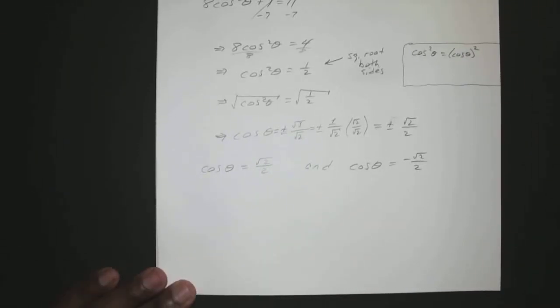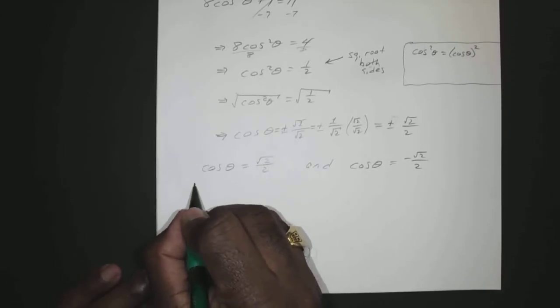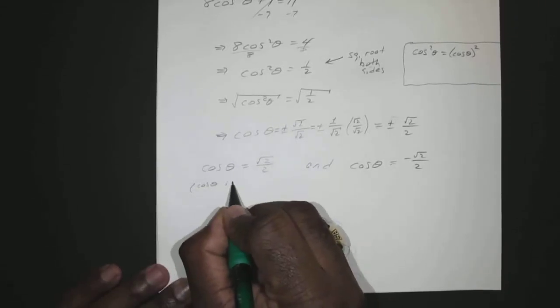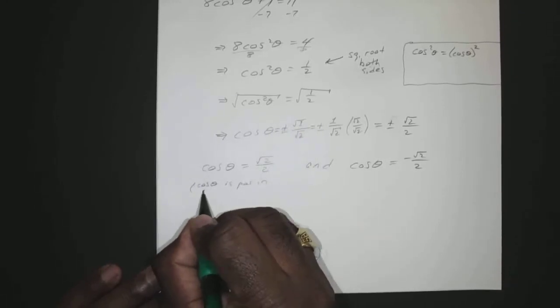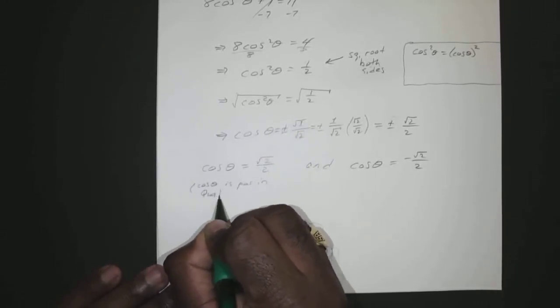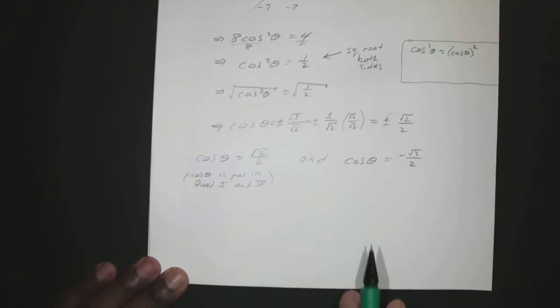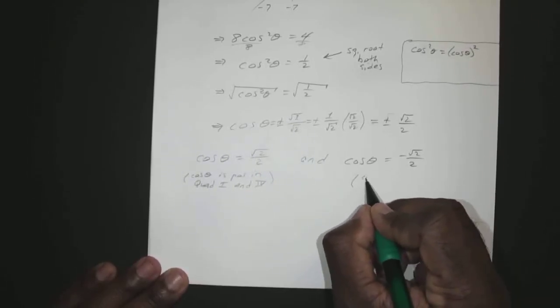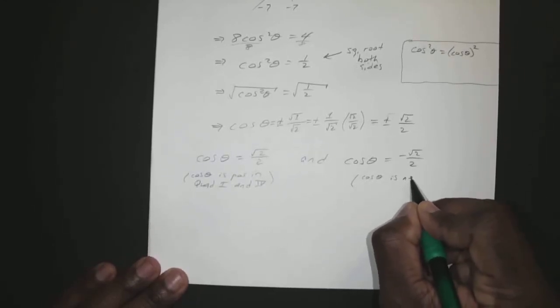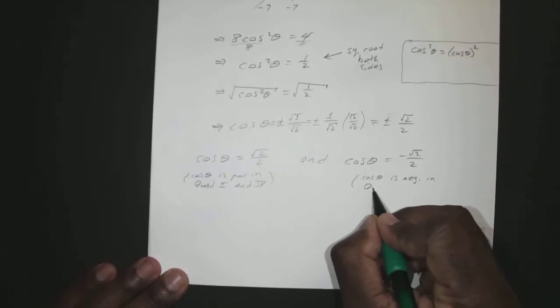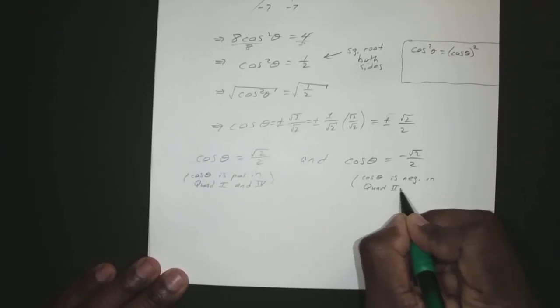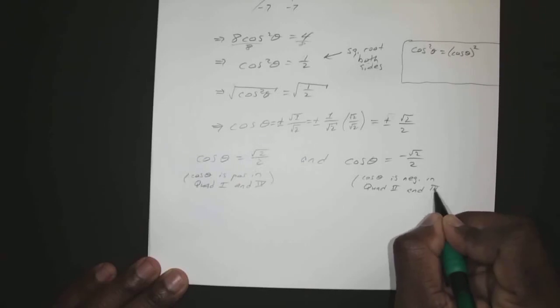Okay. Now remember, cosine theta, that's just your x value. So x is positive in quadrants 1 and 4, so cosine of theta is positive in quadrant 1 and 4. And x is negative in quadrants 2 and 3, so cosine of theta is negative in quadrant 2 and 3.